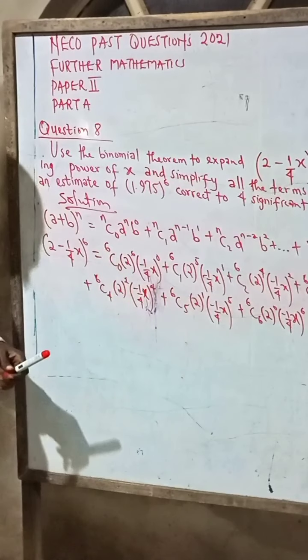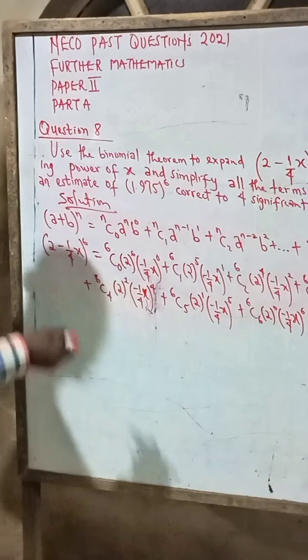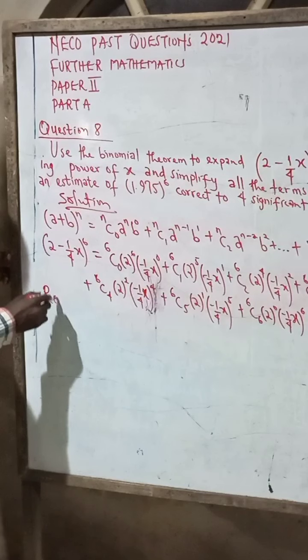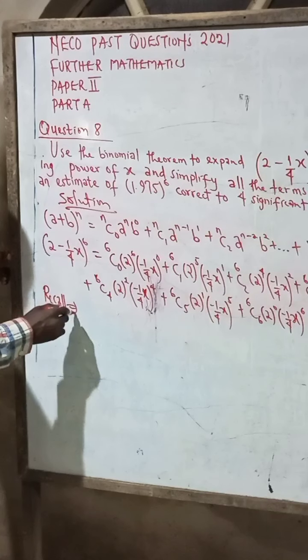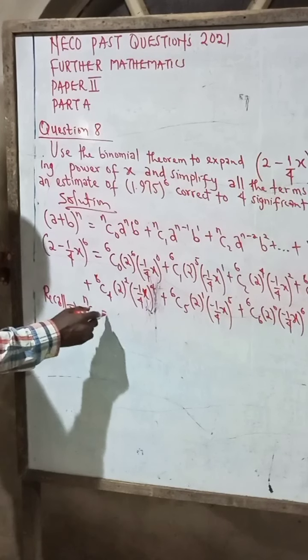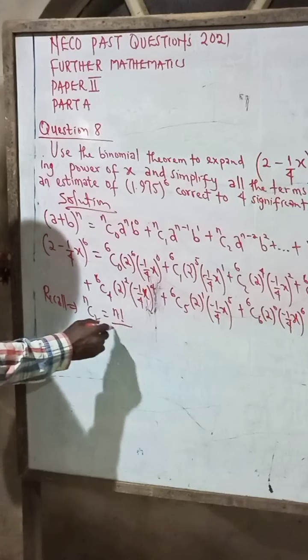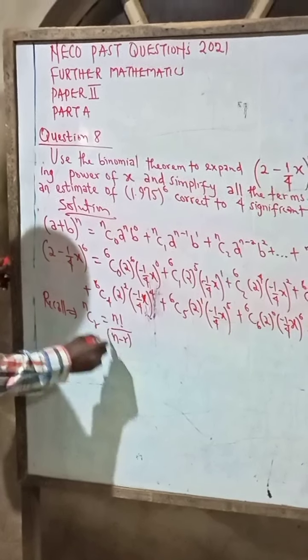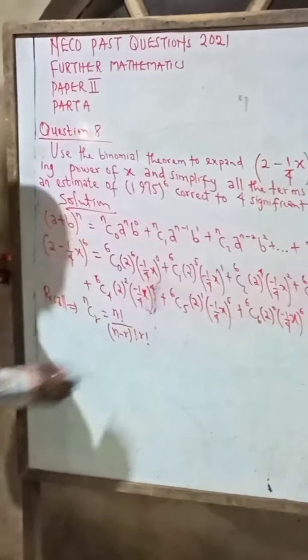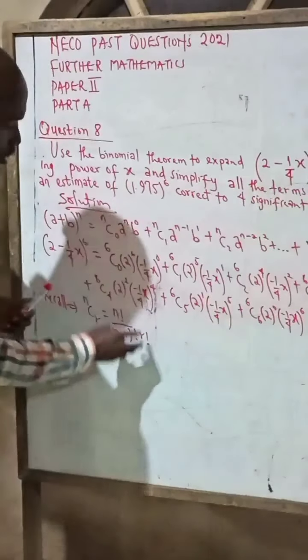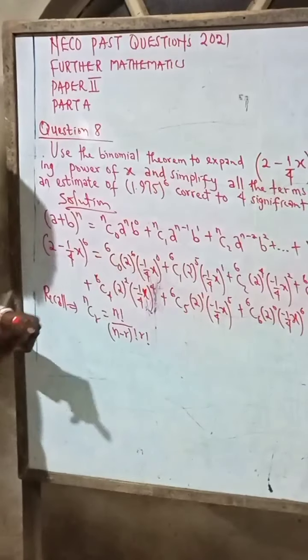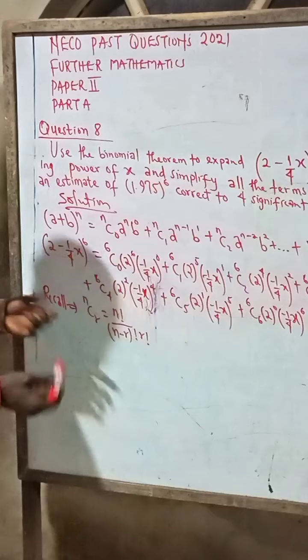Our definition of combination, we have to recall it. Recall n combination r equal to n factorial all over n minus r factorial times r factorial. So if we are going to apply this to get our coefficients, they are very simple to apply.